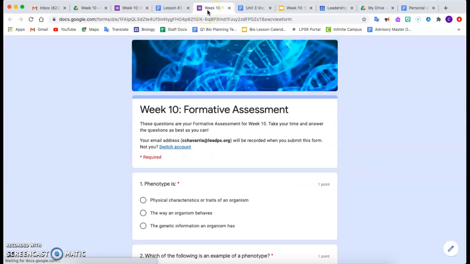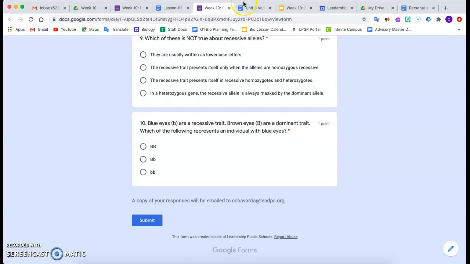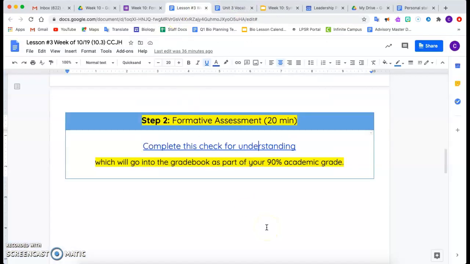What it is, it's a Google form. And so it will record your email address. There are 10 questions here. They are all multiple choice. So all you need to do, try your hardest. It will go into the gradebook as part of your academic grade, but you always, always, always have the chance to revise. Please remember that.